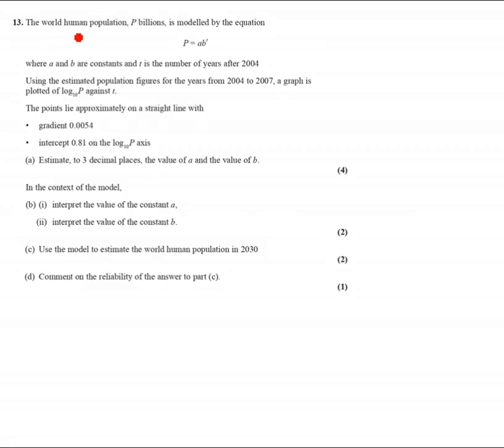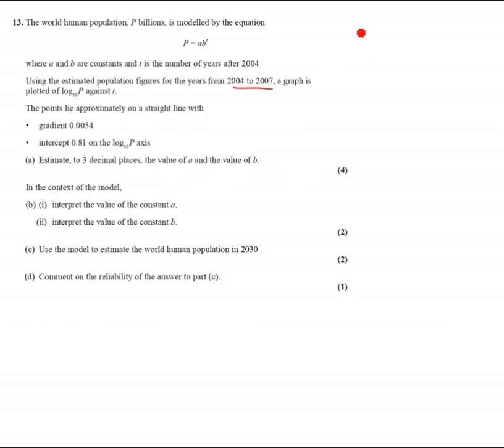Question 13. The world human population p billions is modeled by the equation p equals a b to the power t, where a and b are constants and t is the number of years after 2004. Using the estimated population figures for the years from 2004 to 2007, a graph is plotted of log p to the base 10 against t. The points lie approximately on a straight line with gradient 0.0054 and intercept 0.81 on the log p to the base 10 axis. Estimate to 3 decimal places the value of a and the value of b.